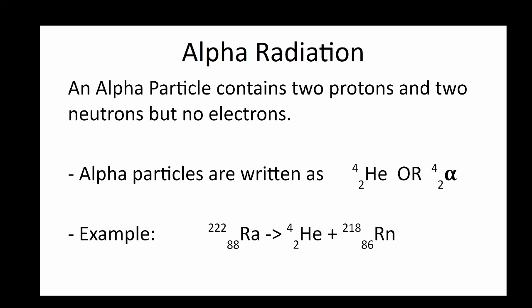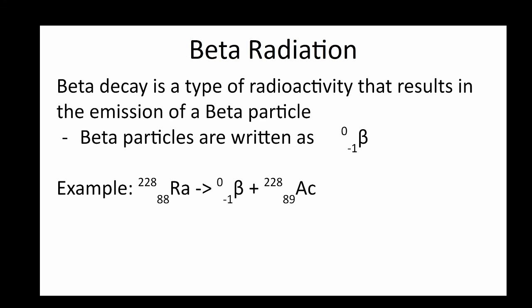Alpha radiation includes any radioactive decay that emits an alpha particle, which is essentially a helium nucleus. Remember that Rutherford used alpha particles emitted from a radioactive isotope in his gold foil experiment. Here, an example of a radium atom undergoing alpha decay is provided. Beta radiation includes any type of radioactive decay that results in the emission of a beta particle. Provided here is an example nuclear reaction of a radium undergoing beta emission.